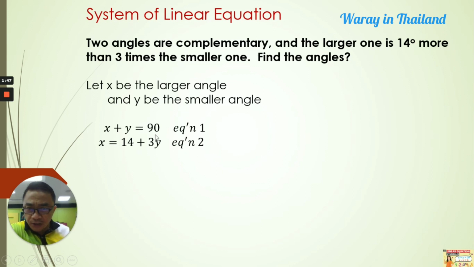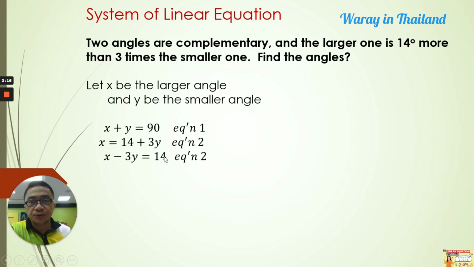This time, we can already use substitution, right? Because we have here x. But for this example, we're going to use the elimination method. So how can we do that? We're going to transpose 3y to the left side so that it will be in standard form. It will look like this: we transpose 3y to the left side and it becomes negative, and what is left on the right side is 14.